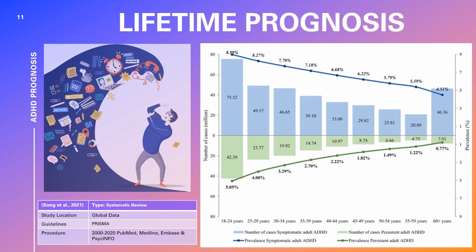In 2020, the prevalence of persistent adult ADHD was 2.5%, and that of symptomatic adult ADHD was 6.7%, equivalent to 139.84 million and 366.33 million people respectively affected across the globe.